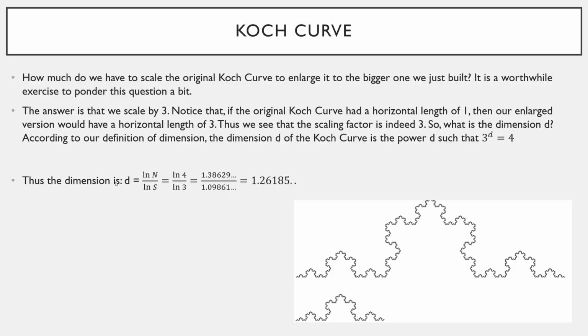So what is the dimension? The dimension is the natural log of the number of Koch curves, which is 4, divided by the natural log of the scaling, which is 3. If you plug this into the calculator, this fractal, instead of being a one-dimensional, two-dimensional, or three-dimensional object, has a dimension of 1.26185, and it would go on forever. So this is what we mean by the dimensions falling through the crack. It's not a one-dimensional object. It's not a two-dimensional object. It is a 1.26185 dimensional object.